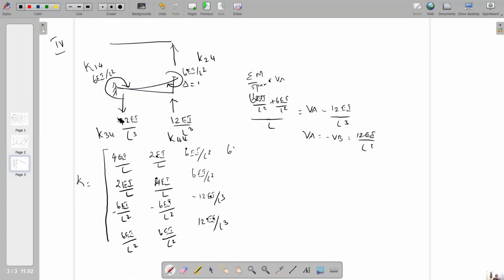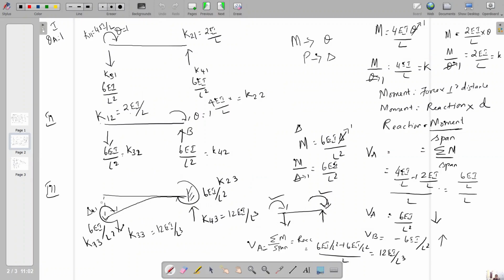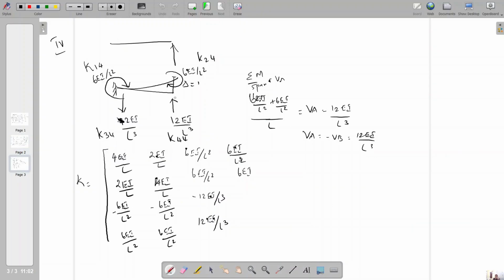And the next is also L square, 6EI by L square, clockwise moment only. Here anti-clockwise moment, 12EI by L cube and 12EI by L cube. So this is the overall stiffness matrix.